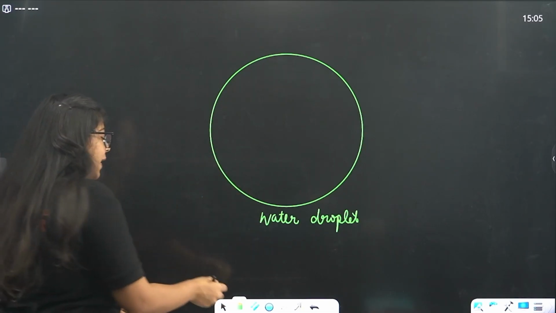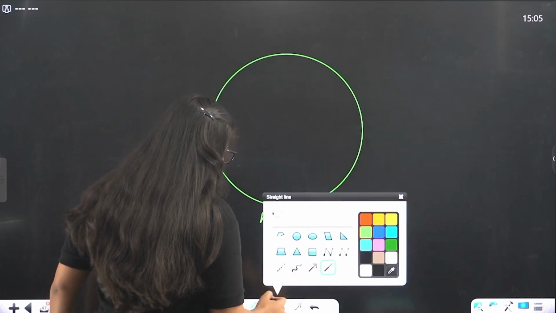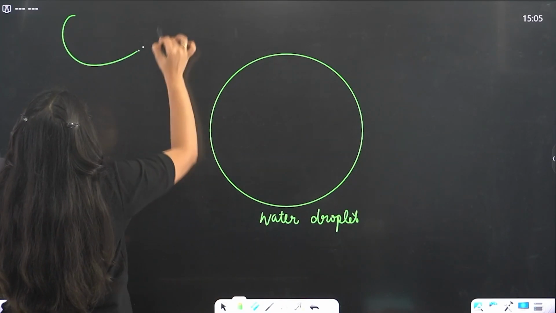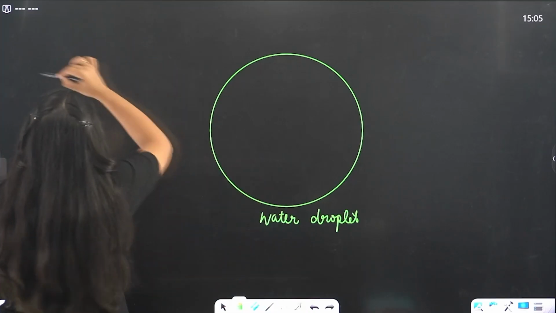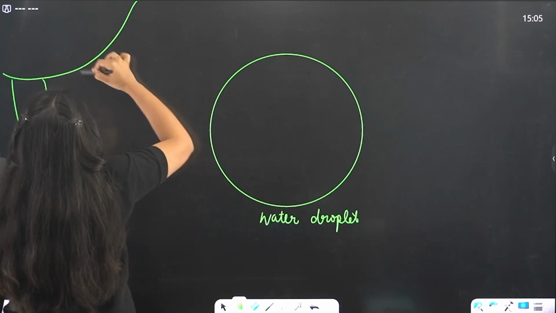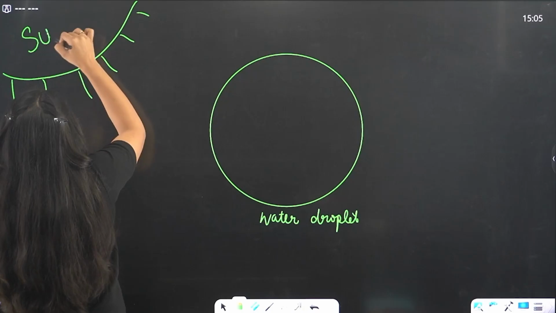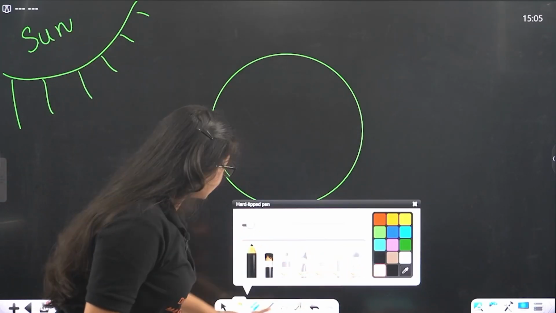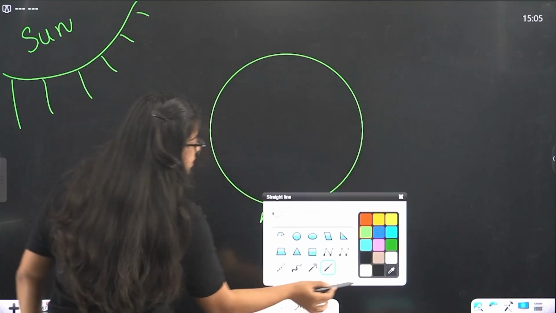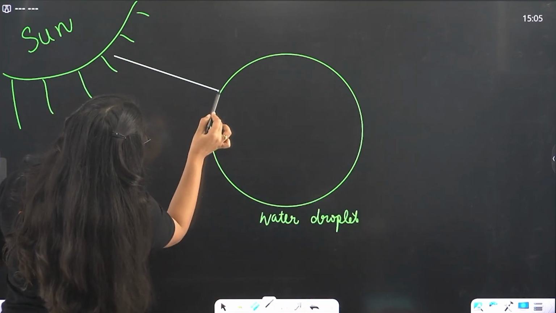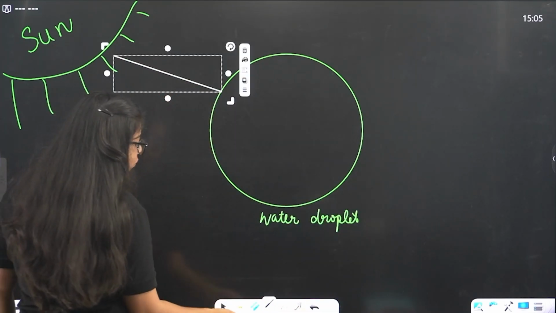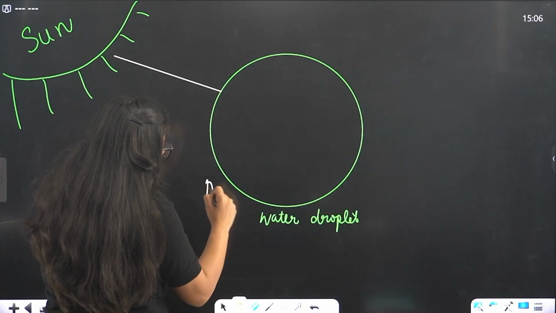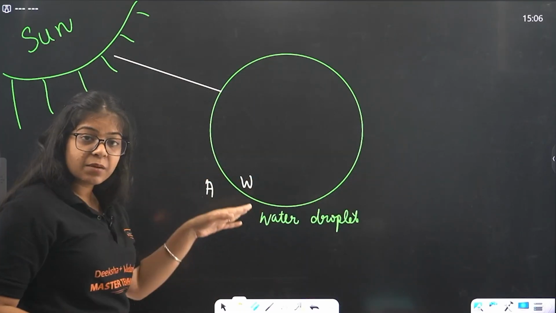Now inside our atmosphere, the white light from the sun, this is the sun. Sun is bigger than earth. This is my sun. Now sunlight is coming from the sun and it hits this water droplet. Now what happens? Now this is what? Air. Inside is what? Water. So the medium is changing.